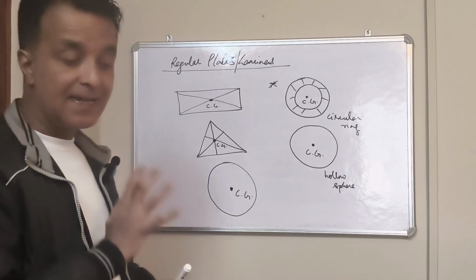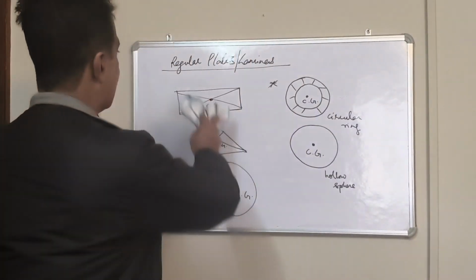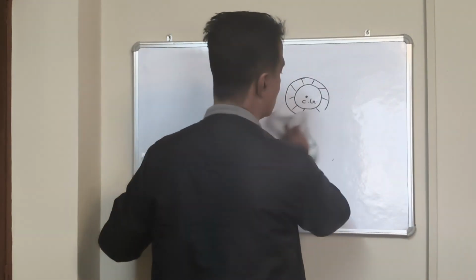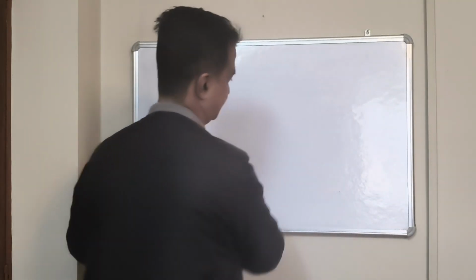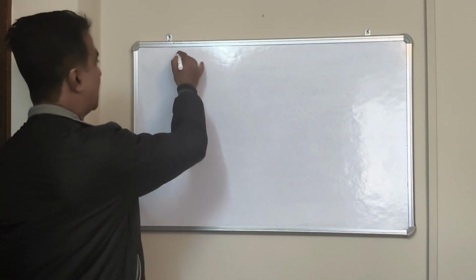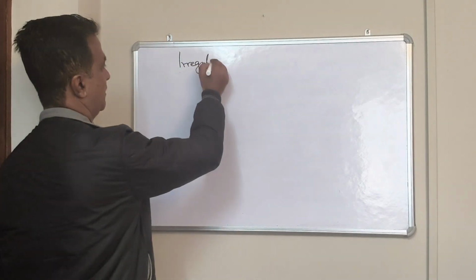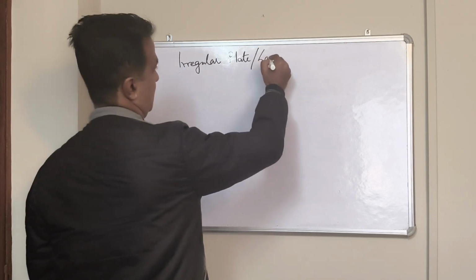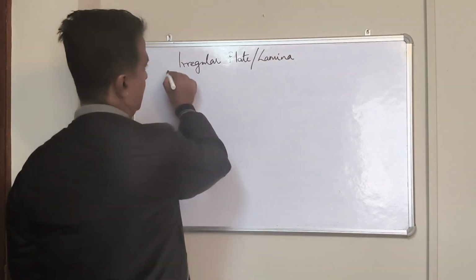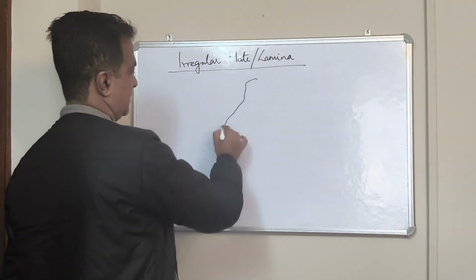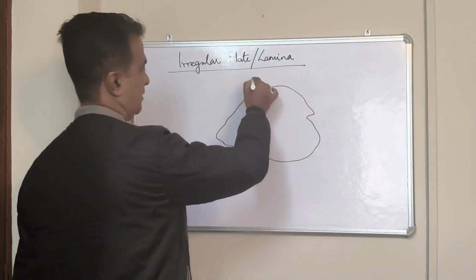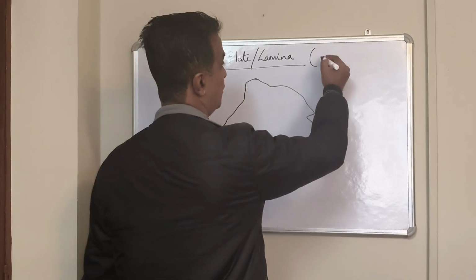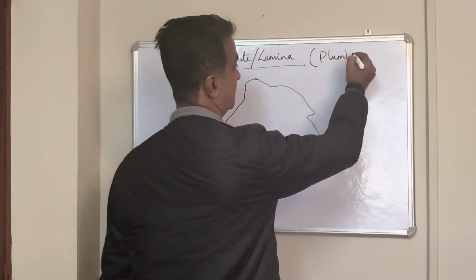Now, what happens if it is an irregular lamina? To find the center of gravity of an irregular plate, we use what is known as the plumb line method. So if it is an irregular lamina, say we have some shape and we want to find its center of gravity, we use the plumb line method.